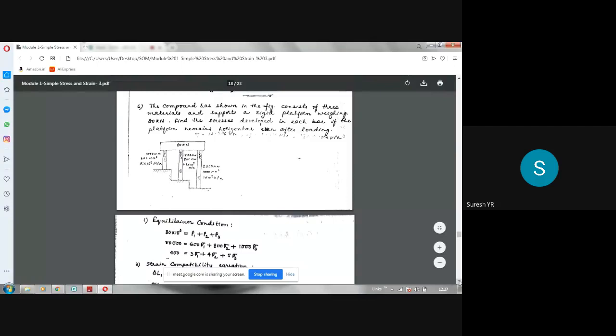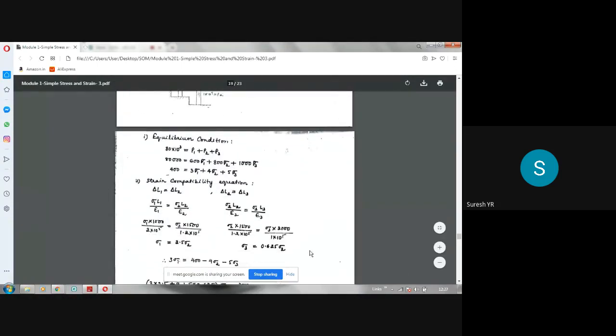Now that I am using here, first I will take delta L1 is equal to delta L2. Next I will take delta L2 is equal to delta L3. So it is separate. Two equations are written separately so that we get two equations here. And one more equation is here. So three equations totally you get. You can solve it to get the unknowns sigma 1, sigma 2, sigma 3.